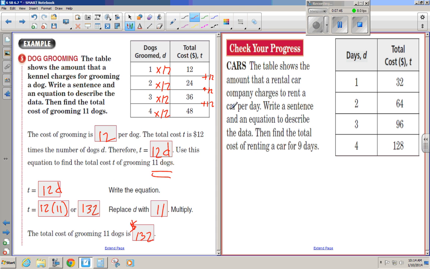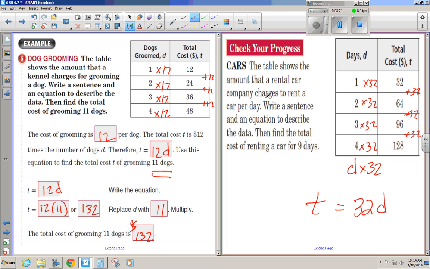The table shows some information here. If we're just coming up with the equation, each time you're adding 32 to the cost, which means we're multiplying the input by 32, which tells me automatically that if we have D times 32, my equation should be 32D. And that will give me the total cost.